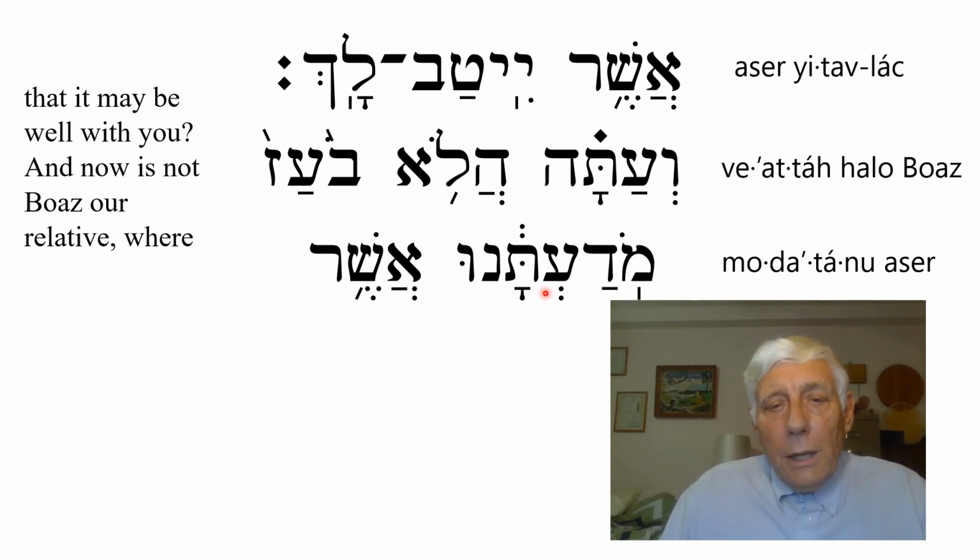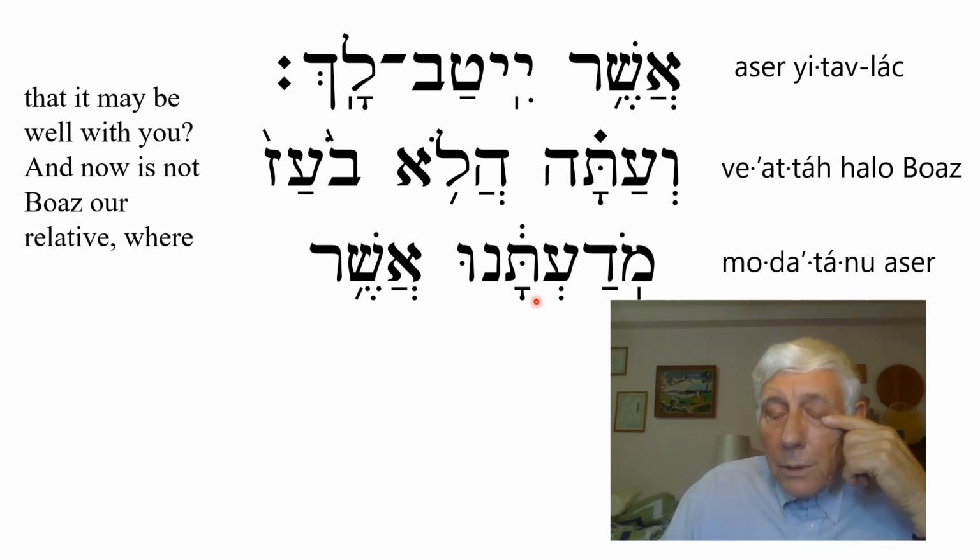So, moda ta. That is the condition of knowing. I didn't look it up in the dictionaries, but the absolute root would be mo da. This one has a tav, that's a construct ending. Then that's the condition of knowing, the condition of being a relative.